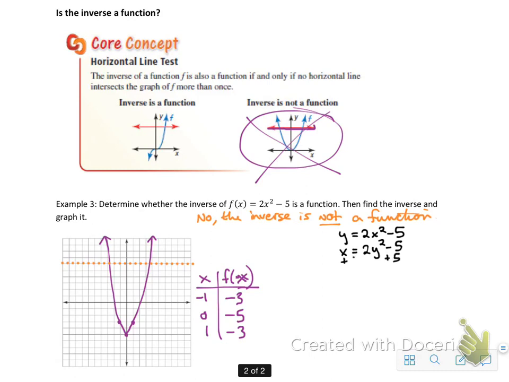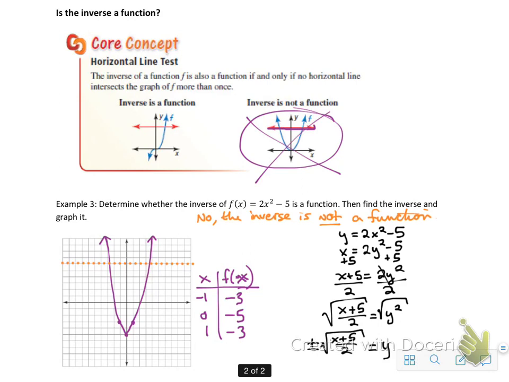Add 5 to both sides to start solving for y. x plus 5 equals 2y squared. Remember, you cannot get rid of a square until you get rid of that 2, so we need to divide by 2. So that (x plus 5) over 2 equals y squared. Then we need to take the square root, because the square root is the inverse of a square. And when you take the square root, you get how many answers? 2, the plus and the minus. Do not forget that. So your f inverse function of x is plus or minus the square root of (x plus 5) over 2.